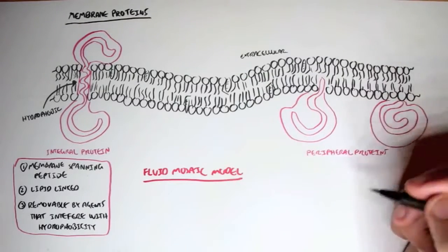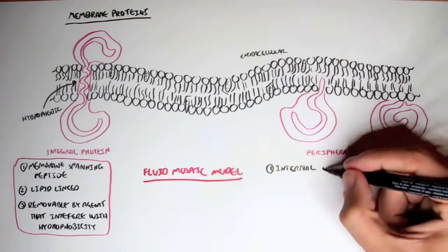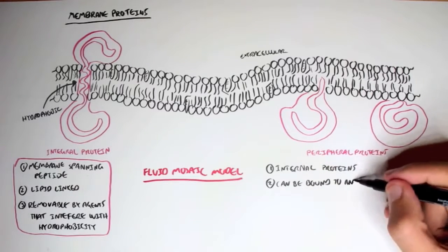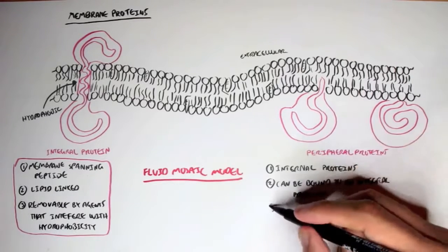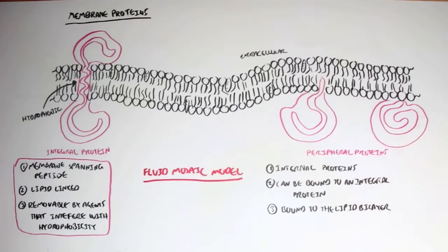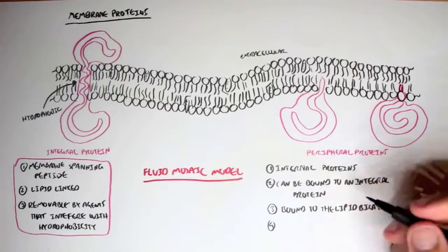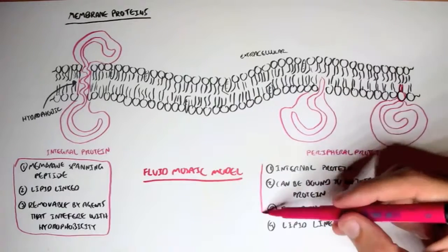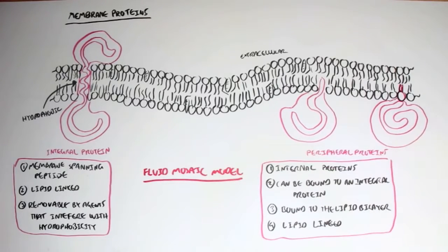So let's look at peripheral proteins now. Now, peripheral proteins are internal proteins. So they're on the inner leaflet of the membrane. They can be bound to an integral protein, and they can also be bound to a lipid membrane. Or, like this, they could be lipid linked.